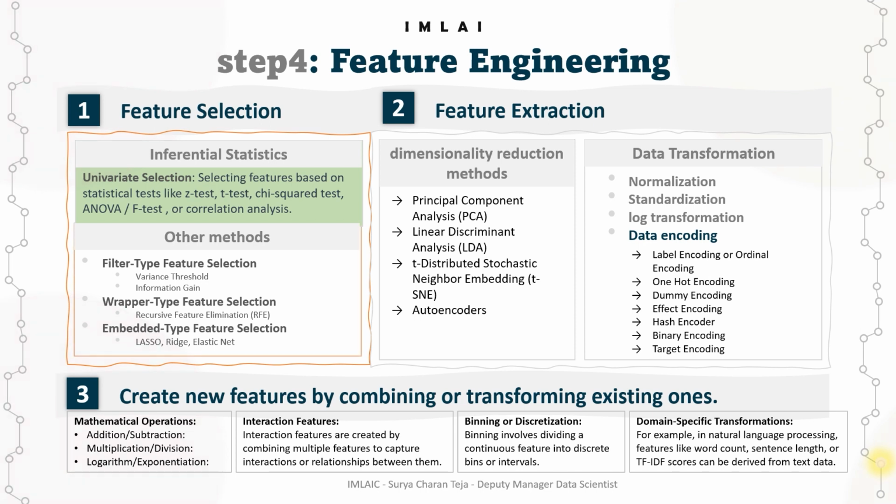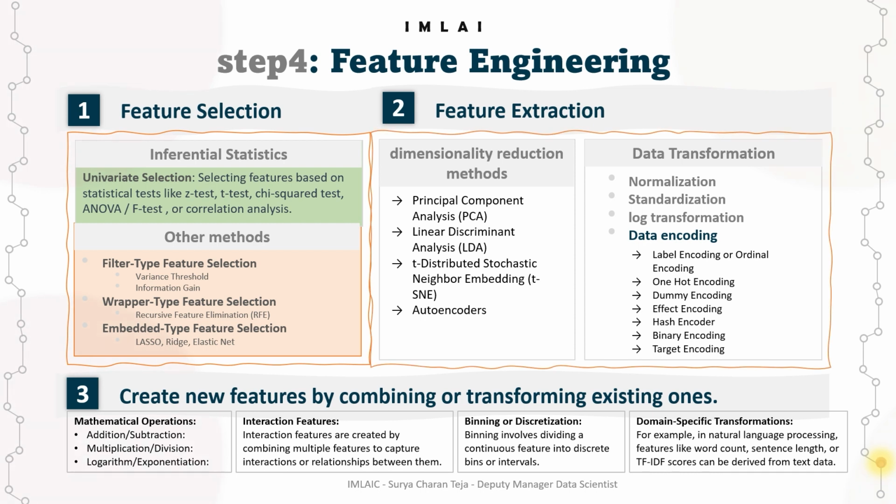Then we moved on to the feature selection algorithms, which are filter type feature selection, variance threshold, information gain, wrapper type feature selection, recursive feature elimination, and the third one is embedded type feature selection, which are lasso, ridge, and elastic net feature selection algorithms we have seen. Now it's time to move on to feature extraction.